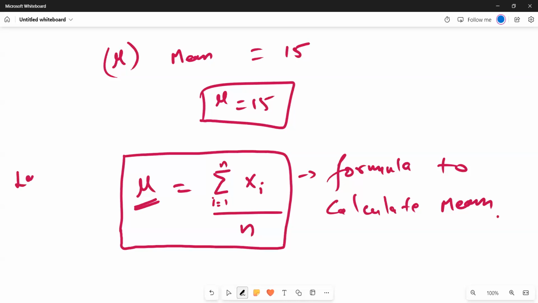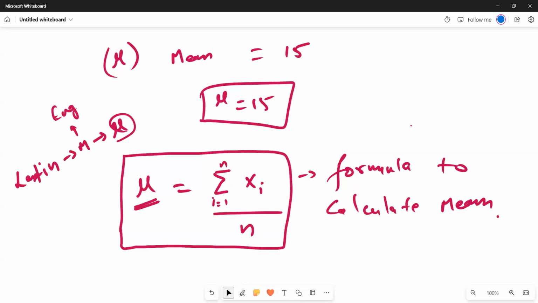In Latin, m is written as mu, just as in English we write m. This is just a representation that is used overall. Worldwide, we basically use this particular symbol to represent mu, or basically mean.